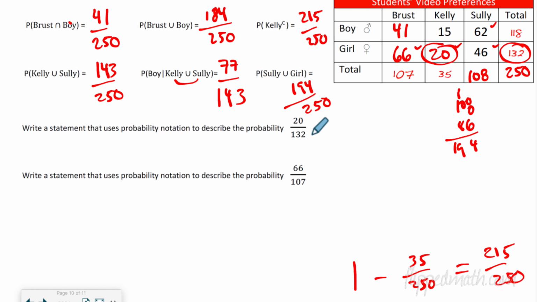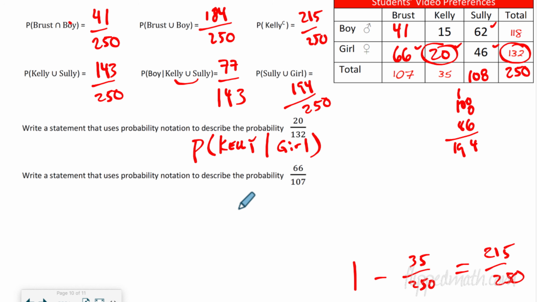Check the other ones. Now, lastly, what we're going to do is write a statement. So you're going to write the statement based off of the probability. So this first one here is 20 out of 132. So 20, I've circled it, and 132. It is out of this, which is the row, which means out of the girls. So when I write this probability statement, it's going to be given that the student was a girl. And so what does that 20 represent? They preferred Kelly. So this is the probability they preferred Kelly given that the student was a girl.